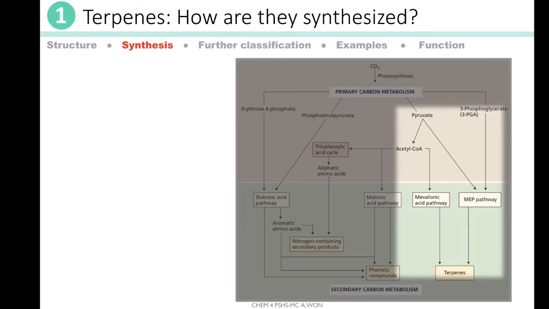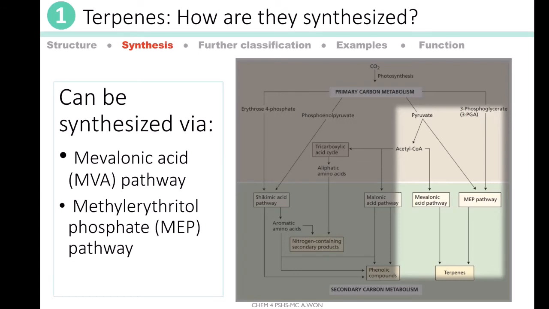Okay, now, how are terpenes synthesized? There are 2 synthetic pathways for terpenes. We have the mevalonic acid and methyl erythritol phosphate pathways. Both MVA and MEP pathways are found in plants, meaning plants can synthesize mevalonic acid as an intermediate for terpenes, but they can also synthesize it through producing methyl erythritol phosphate.